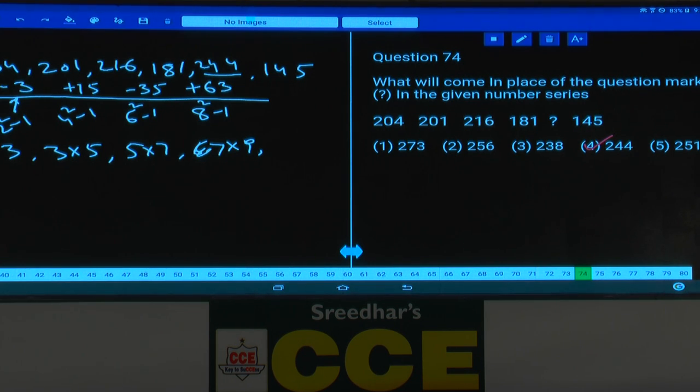Done with this? Anything else left out in this paper 20592? Okay.